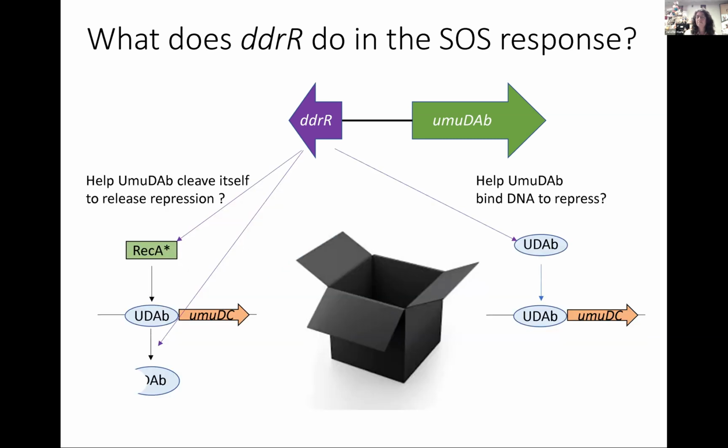So there were some obvious possibilities. One, on the left-hand side, is that maybe DdrR could help UmuD cleave itself, because we know UmuD-AB has to cleave itself properly to get the proper control. On the flip side, maybe we thought DdrR could help UmuD-AB bind to DNA and do its repression action. So which of the two major actions of UmuD-AB in being a regulator was there room for DdrR to participate in? That was our main initial approach.